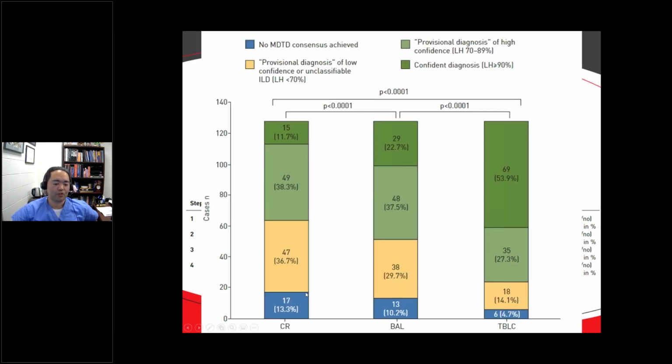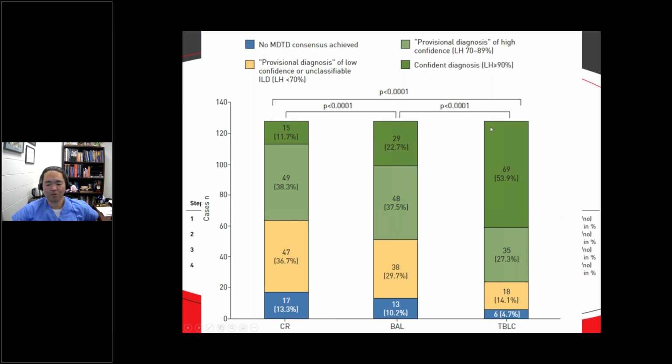So you see here, clinical radiological only. The confident diagnosis is on top. Clinical radiological high confidence diagnosis was 11%. 38.3% was provisional diagnosis, or a confidence of 70 to 89. Provisional diagnosis, we're not really sure what it is, 36%, and 13%, we don't know exactly what we're looking at. When you add BAL, interestingly enough to me, just BAL, there was not much change in terms of the provisional diagnosis, but confident diagnosis actually increased, almost double.